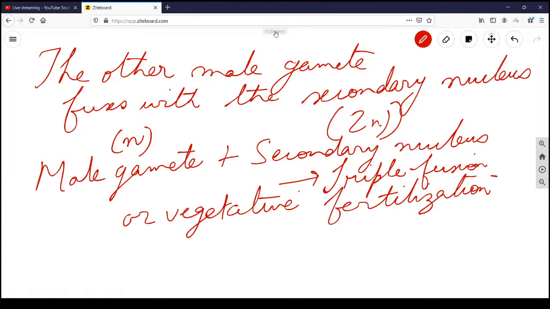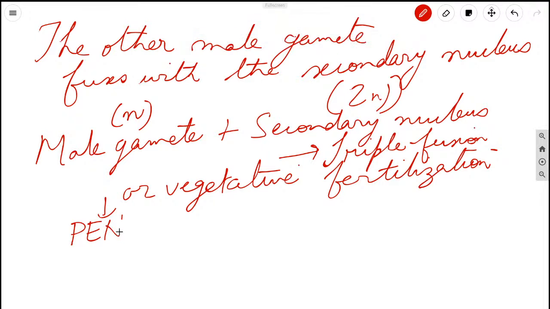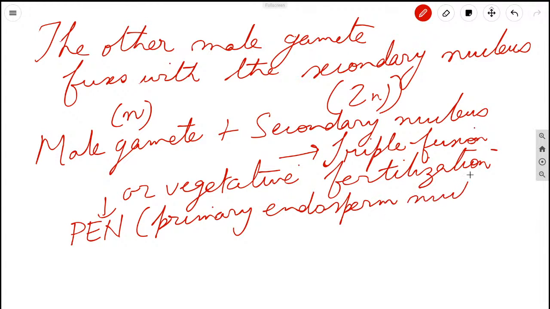The result there is that one fusion forms the oospore or zygote, and this one forms the primary endosperm nucleus, which has a ploidy of 3n, triploid, and which will later on become the functional endosperm.